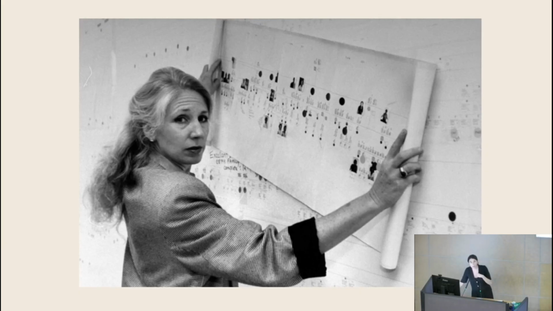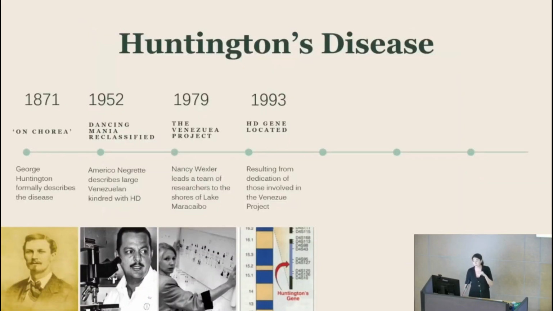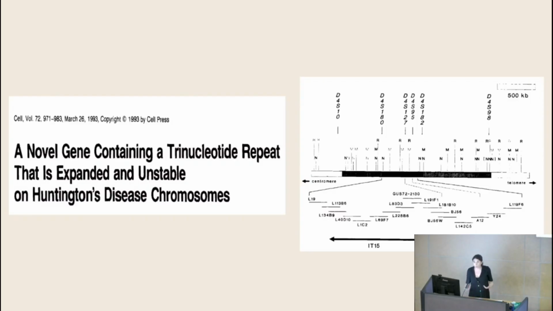Throughout their time there, they studied 4,000 blood samples from individuals. They traced the disease through 10 generations and 18,000 people. And ultimately, in 1993, their work led to the discovery of the Huntington's disease gene, which was located on chromosome 4. This was a huge milestone in the history of Huntington's disease, and probably the greatest discovery since its original description 100 years earlier.